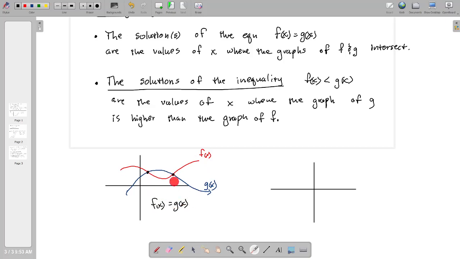Similarly, the x value that corresponds to this point, so the first coordinate in the ordered pair, is a solution to this equation as well, because for this x value, both f and g have the exact same y value, which means that f of x is equal to g of x for this particular x value.